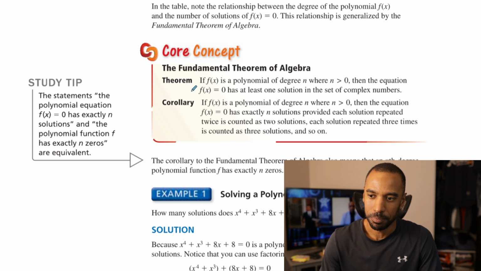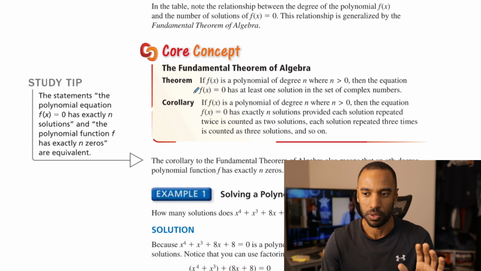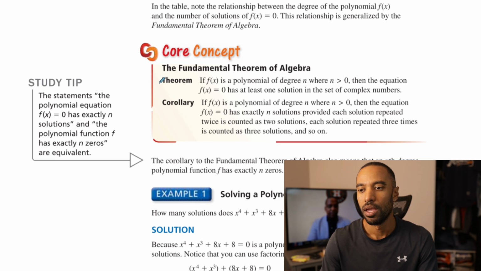The corollary, sorry, I shouldn't say you'll cross the x-axis. There are imaginary solutions that won't always necessarily make that so. The corollary is basically an extension of the theorem that also proves to be true.